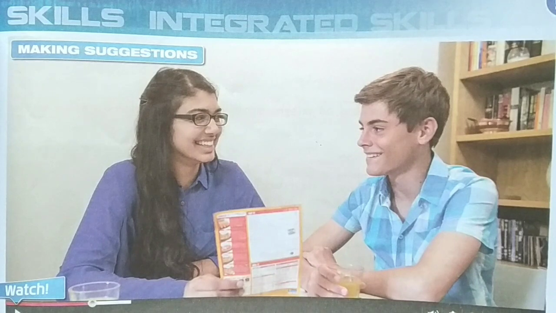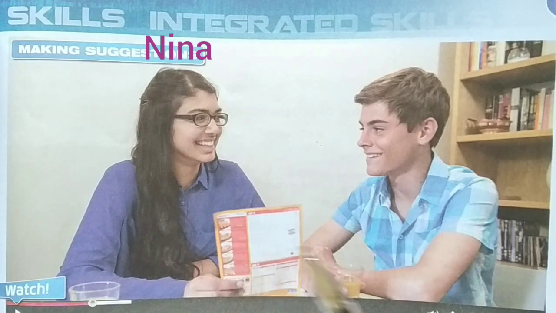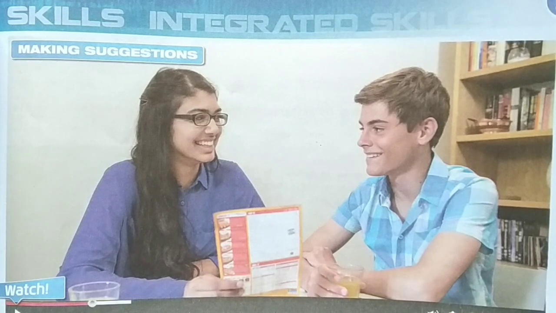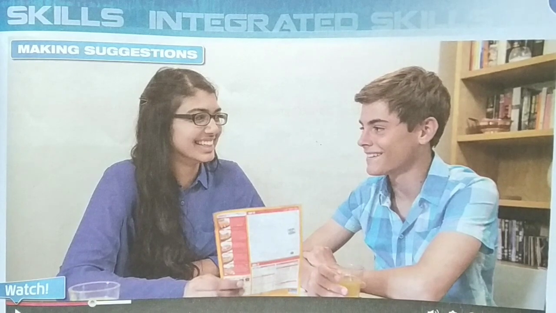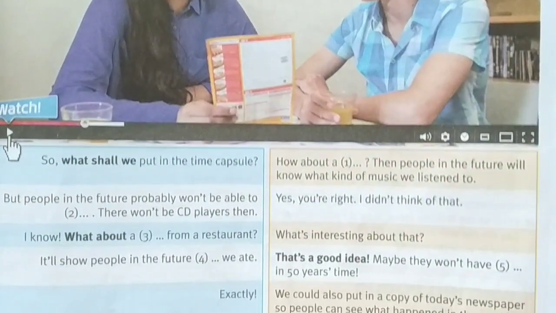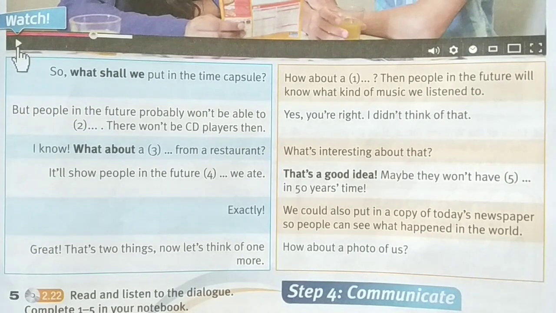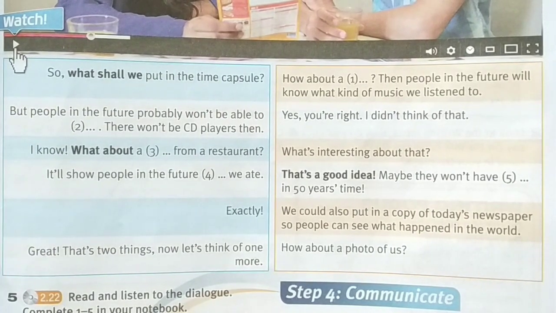On page 59, integrated skills, making suggestions. Here you can see a picture of 2 teenagers having a conversation, and they are making suggestions. On the left is Nina, and on the right is Chris. In exercise 5, you are required to read and listen to the dialogue, and then complete 1 to 5 in your notebook or exercise book. As you listen to the dialogue, you may jot down the answers. I shall read this dialogue now.